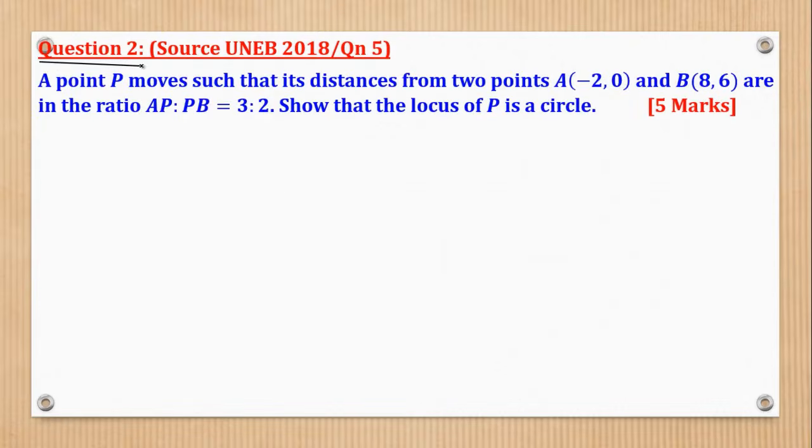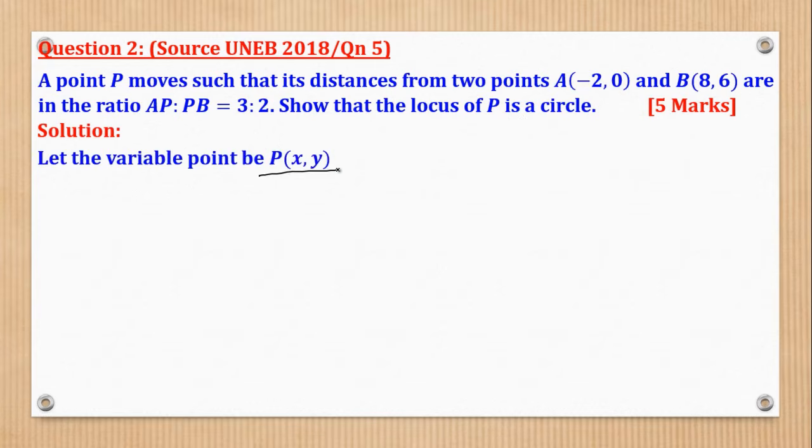Then question 2 came from UNEB 2018 paper 1 question 5 and says a point P moves such that its distance from 2 points A and B are in the ratio this. Show that the locus of P is a circle. So still we shall let the variable point P be xy.